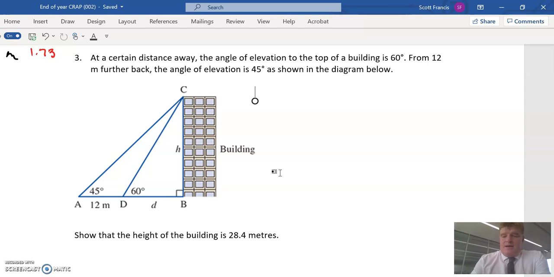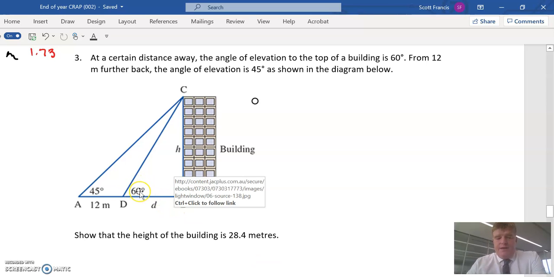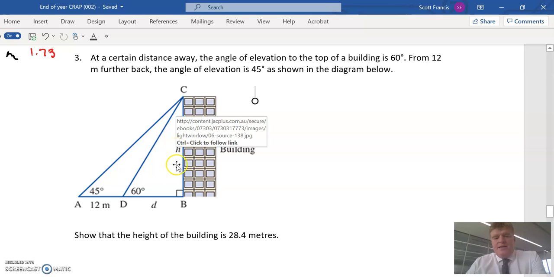It asks us to say, okay, if we go D away on the bottom line, the angle of elevation is 60 degrees, as put by the diagram there. If you go then a further 12 metres back, the angle of elevation is 45 degrees. It asks us to show that the height is 28.4. Now you could substitute in 28.4 and prove it that way, but I'm going to leave the height as an unknown and see if we can calculate it.